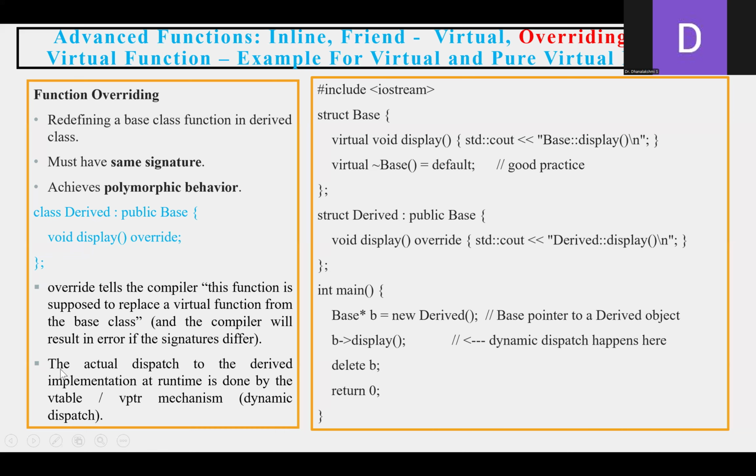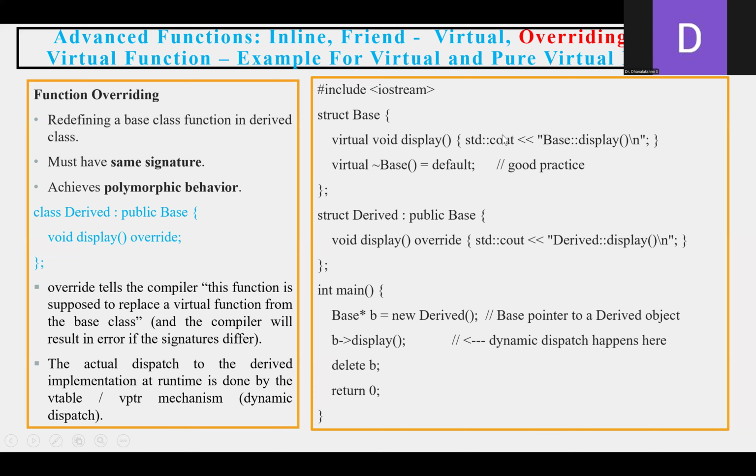Finally, the actual dispatch to the derived implementation at runtime is done by the vtable, that is the virtual table, and the vpointer, the virtual pointer mechanism, resulting in dynamic dispatch. Let's take a detailed code to explain that. As usual, let me begin by including the iostream header for input-output operations.